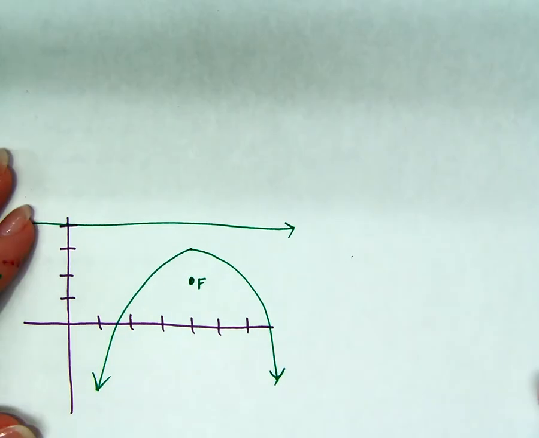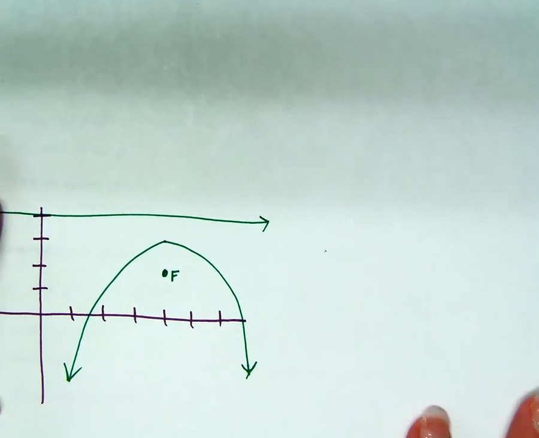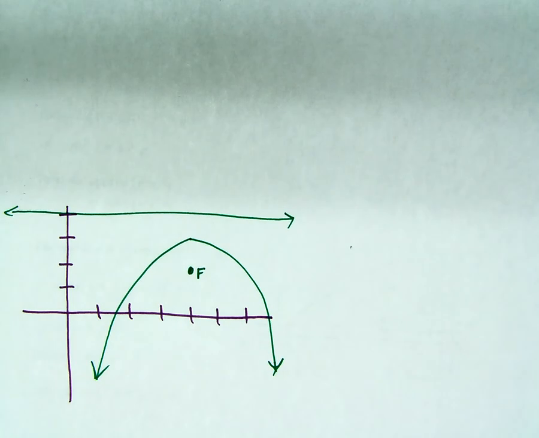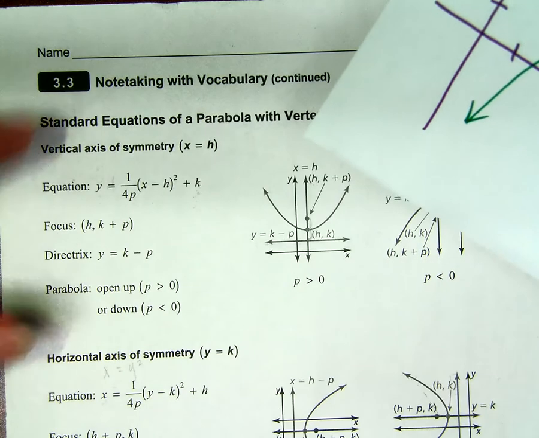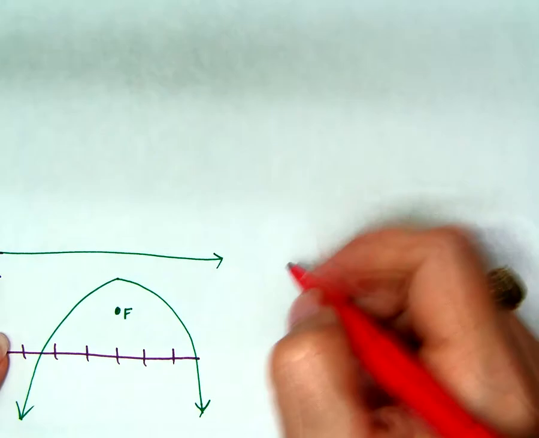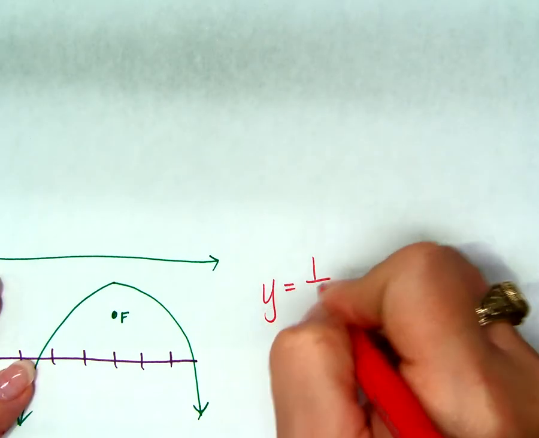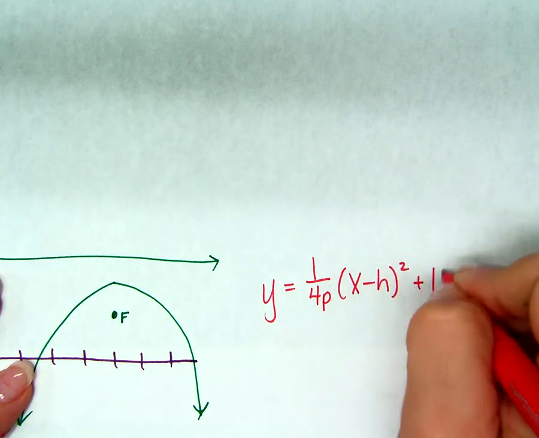So what if this is all I give you and I say, give me the equation? Can you? No. I want some confidence here. Can you? Oh, okay, excellent. All right. So which way does it open? It opens down. So should I be using the vertical axis of symmetry or the horizontal axis of symmetry? Vertical. So I'm going to go ahead and write that equation. y equals 1 over 4p (x minus h) squared plus k.